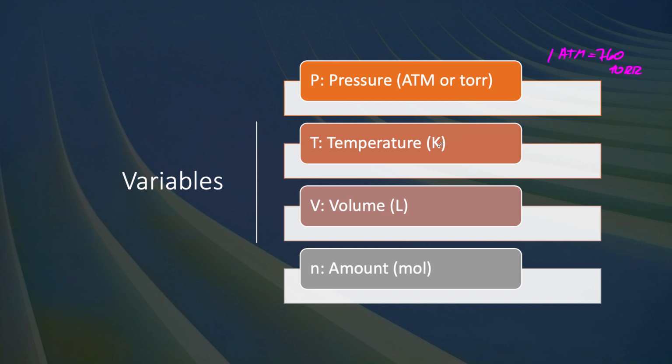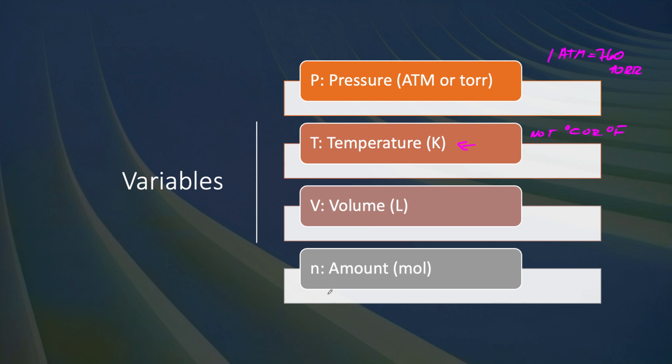Temperature is in Kelvin, not degrees Celsius or Fahrenheit. So we must have it in Kelvin. Kelvin is the absolute temperature scale, starting with 0 all the way up to infinity. There are no negative temperatures, and we'll explain that in the book. V is volume, in liters. N is amount in moles. So we're looking at how changing one or two of these can affect everything else in gases.